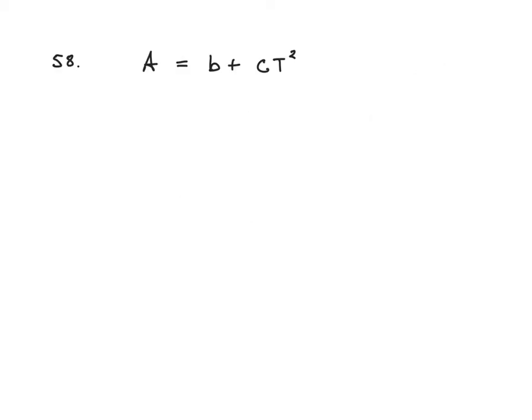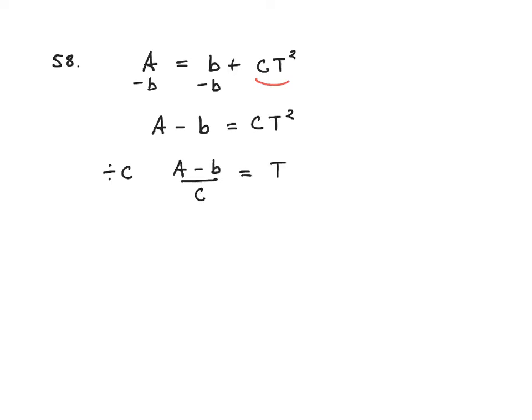We want to change the subject of the formula to t. The first thing to do is to isolate this term here, and I'm going to do that by subtracting b from both sides. A minus b equals ct squared. Next thing to do is to get rid of the c. The c is multiplying the t squared. To get rid of a multiplying quantity, we divide.